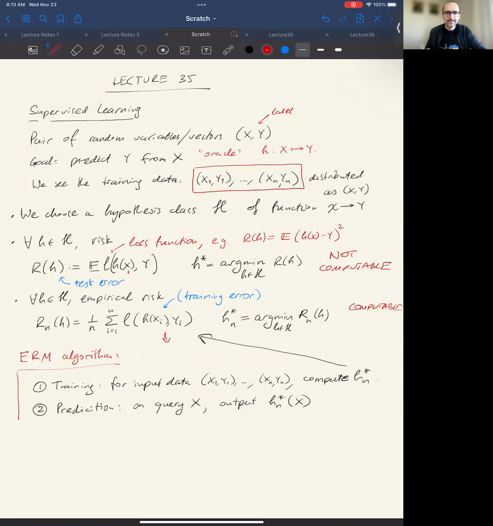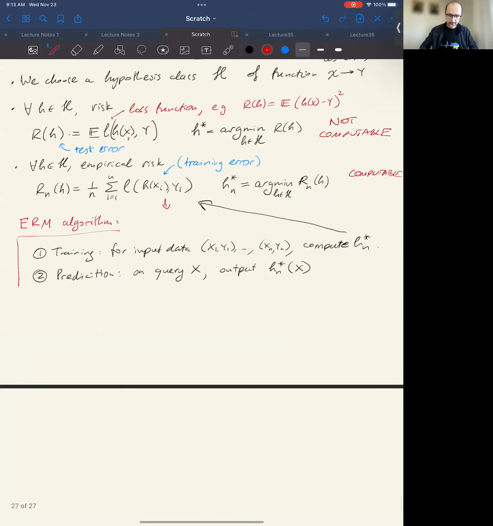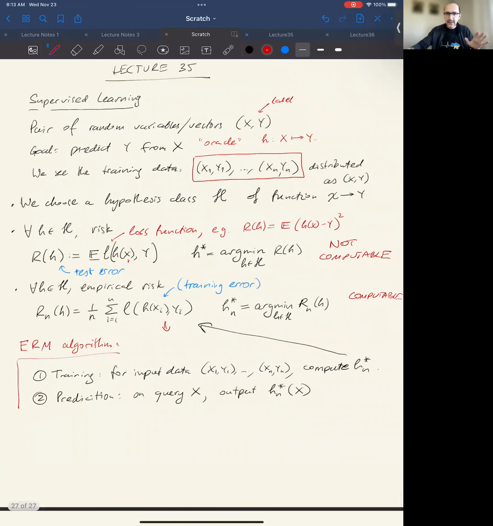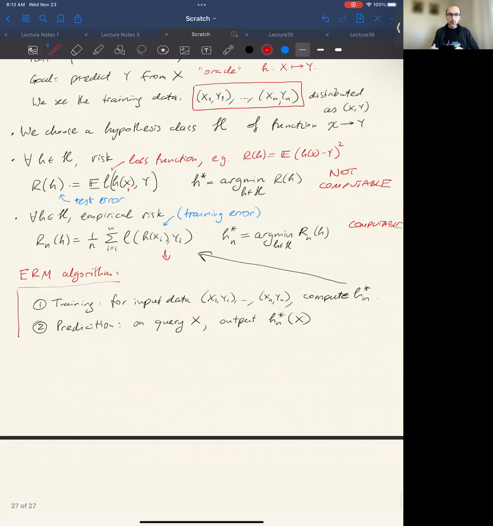Any questions? Good. That's a classical framework of machine learning, of supervised machine learning. Cool. And now the results.